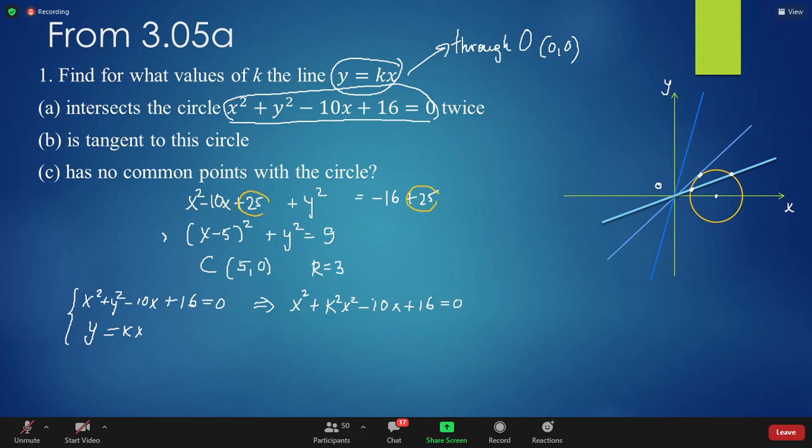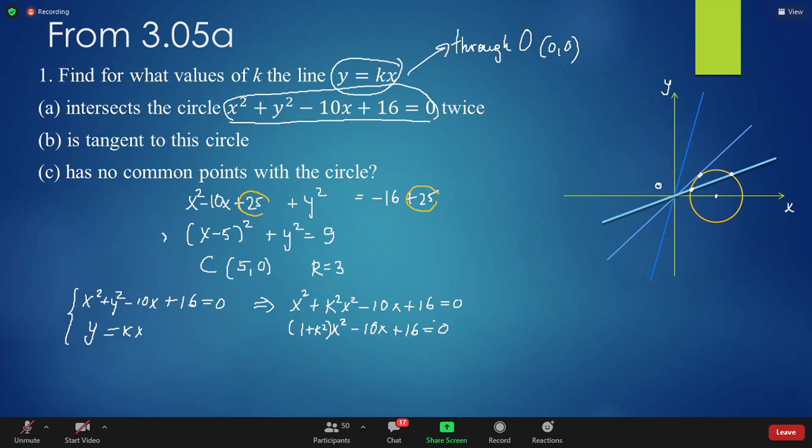Let's take x squared outside parentheses, then the total coefficient at x squared would be 1 plus k squared, minus 10x plus 16 equals 0. And now all we need to see is how many solutions this equation has. If it has 2 solutions, then we have 2 intersection points. If it has 1 solution, we have 1 intersection point, that's the point of tangency. And if it has no solutions, then we have no intersection points.